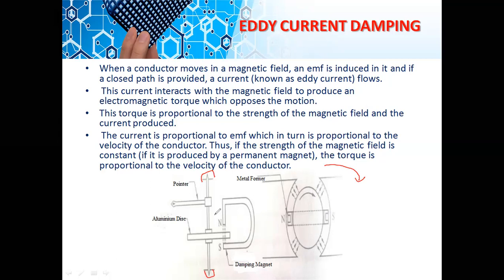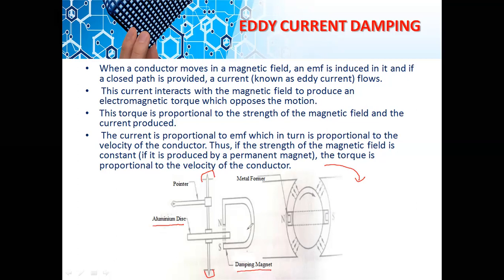In this damping system, what are all the different parts we have? We can see a disc here. This disc is made up of aluminium. This is the aluminium disc. And we have another magnet, a small magnet, which we call a damping magnet.